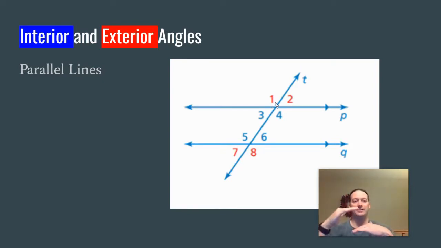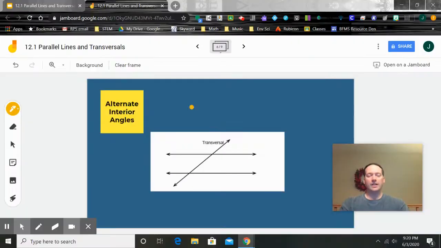So inside the parallel lines, you're interior. Outside the parallel lines, you're exterior. So that's going to lead us to the other 2 types of angles that we're going to look at today, which are called alternate interior angles. Okay, a lot of words, very simple. Interior, we already covered, means inside the parallel lines. Okay. Alternate, well, think about it. What's an alternate?